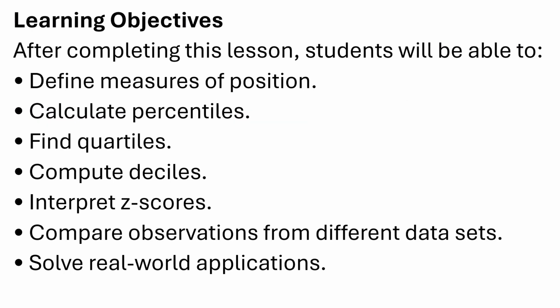Learning objectives. After completing this lesson, students will be able to define measures of position, calculate percentiles, find quartiles, compute deciles, interpret z-scores, compare observations from different data sets, and solve real-world applications. By the end of this lesson, you should understand the major measures of position used in statistics. You will know how to calculate and interpret percentiles, quartiles, deciles, and z-scores, and apply these concepts to practical situations.